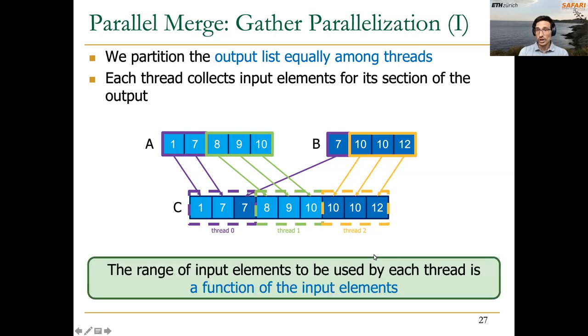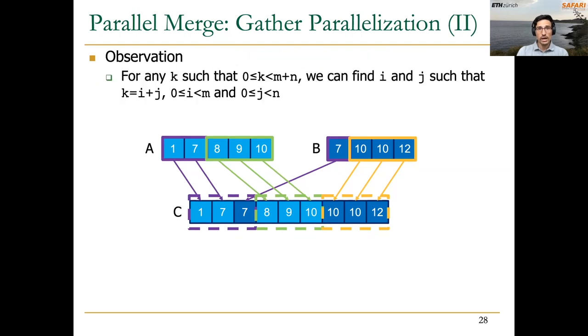So the range of input elements to be used by each thread is a function of the output elements. That's something that we already know, but it's going to be more interesting after this observation. For any k between zero and m plus n, that is, k is the index to the output array C, we can find i and j such that k equals i plus j, where i is the index of array A and j is the index of array B.